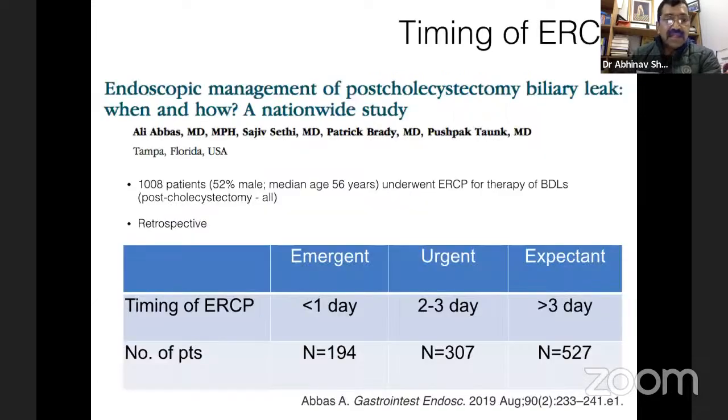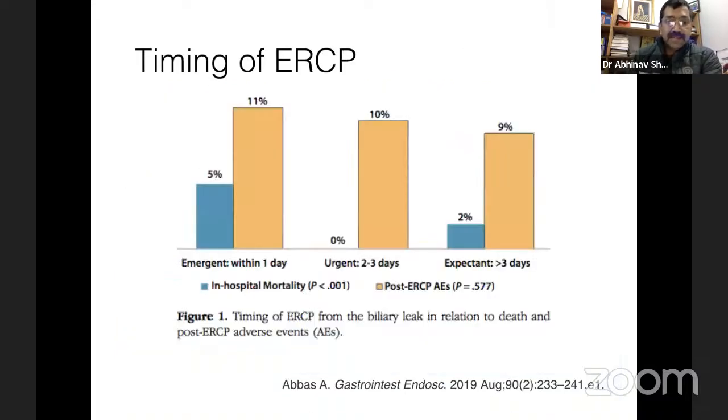The second study is again from the USA, double the number of patients than the previous study, on post-ERCP therapy for bile duct injury in post-cholecystectomy patients. So all of the patients had undergone cholecystectomy and landed with bile duct leak. In this study they defined time intervals: less than 1 day they called emergent, 2 to 3 days urgent ERCP, and after 3 days expectant ERCP. And this is the result.